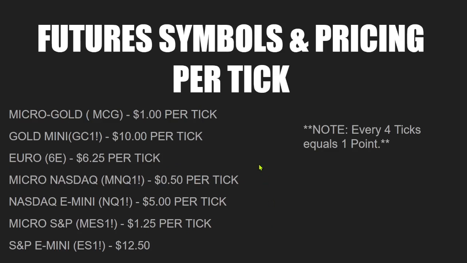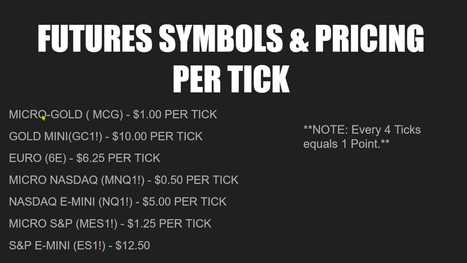So here are the futures symbols and pricing per tick. The symbols are a little bit different, much different actually, from Forex. Some examples: you have the micro gold contract, which is symbolized by MCG, and it's $1 per tick. Note here, every 4 ticks is 1 point, so 1 point equals $4. Got that? Now, most of these assets actually have a micro asset and a mini asset.